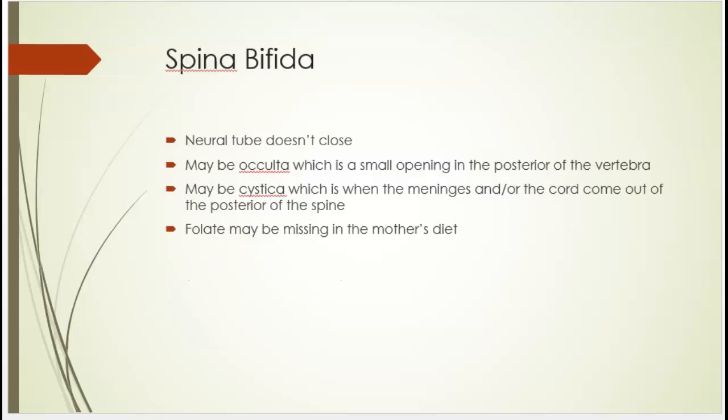Spina Bifida, I put in there too, is when the neural tube doesn't close at the inferior end at the lower spine. It could be occulta, which is when we leave a small opening in the posterior of the vertebra, all the way to what is called cystica. They've stopped using these terms as much anymore. I'll show you the terms that they use in a minute. I've got a little quiz and answer practice section here. Cystica is when either the meninges and or the cord can come out of the posterior of the spine. And a little bit of an issue with this is that folate may be missing in the mother's diet.